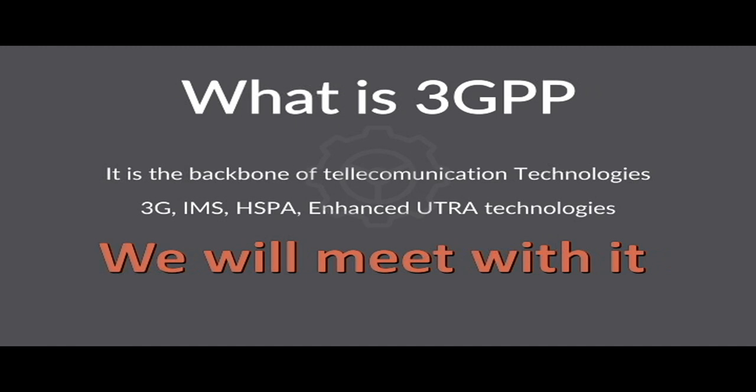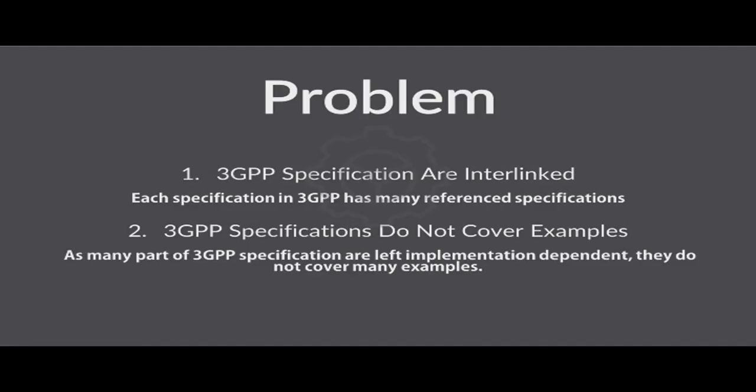The problem that we face when we meet 3GPP is that the specifications are interlinked. Each specification has many reference specifications. One specification is linked to another specification, and that one is also linked to another, so it's kind of like a spider web, and it goes really wide. The second problem is that 3GPP specifications do not have examples, so they don't show a figure or something that can make it easy for us to understand.